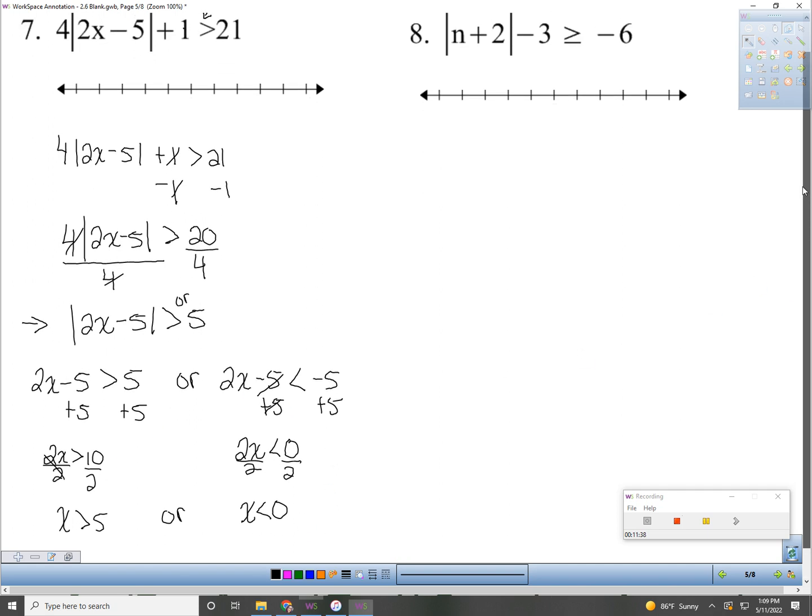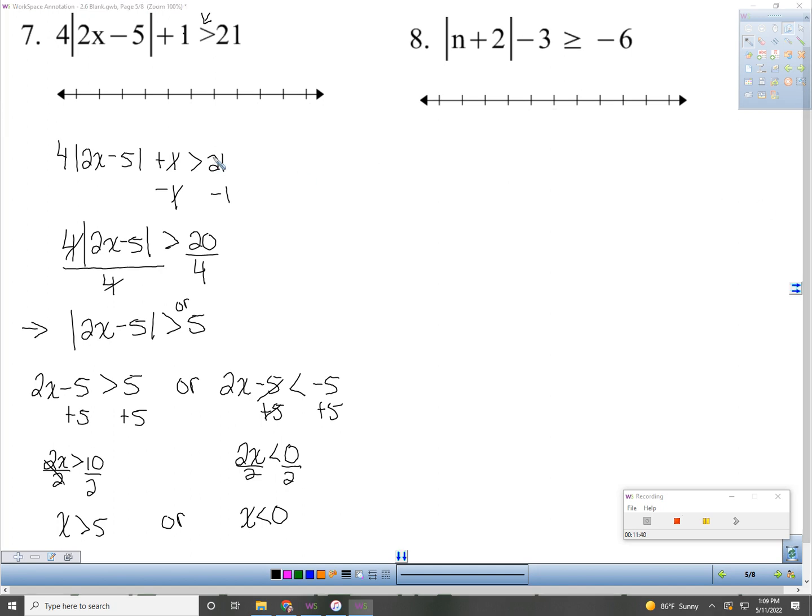So usually or statements are going opposite directions. Not always, but sometimes. So we'll just say that this is 0. Well, we better move that over. So let's put the 0 here. 1, 2, 3, 4, 5. So x is greater than 5, so I have an open circle, and I will shade to the right. Or x is less than 0, so open circle, shade to the left.